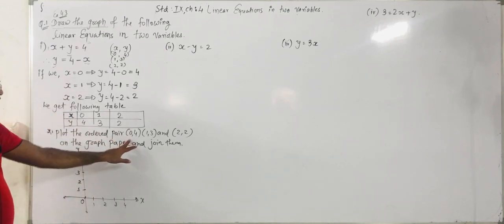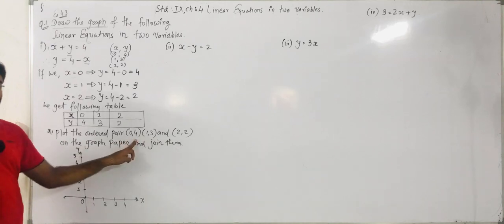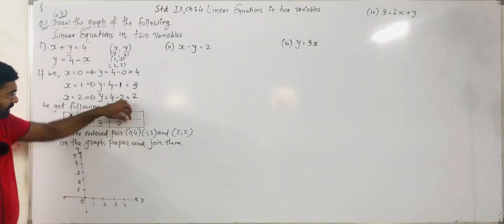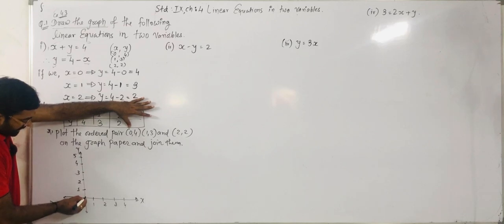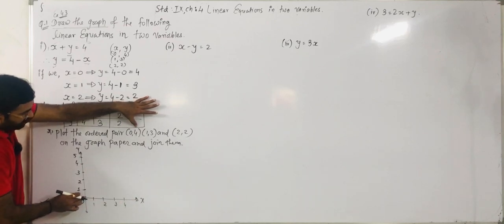Now, the first point we have to plot is (0, 4). That we already studied in chapter number 3. The x coordinate is 0, so on the x-axis we take 0. The y coordinate is 4.